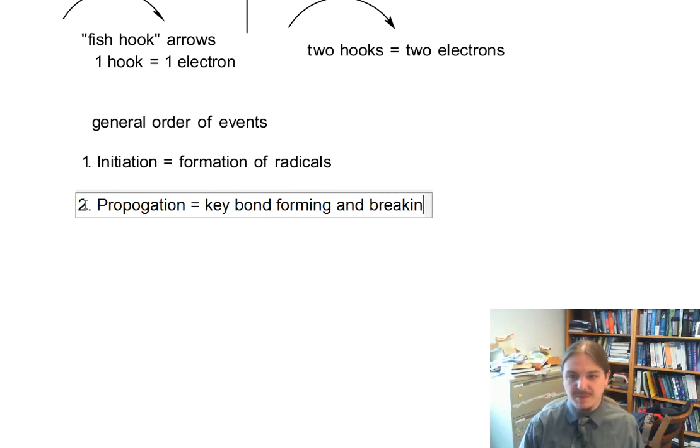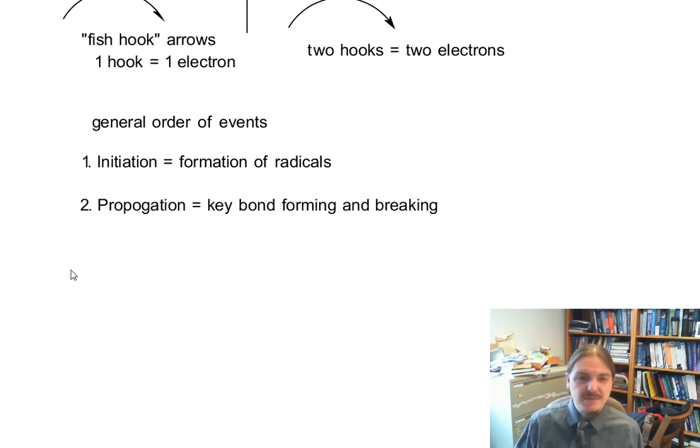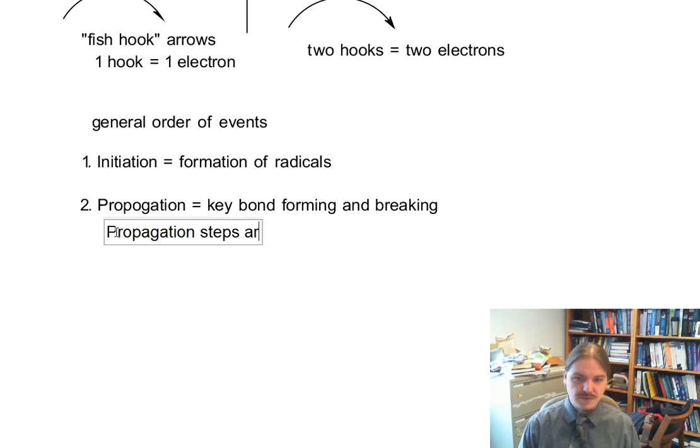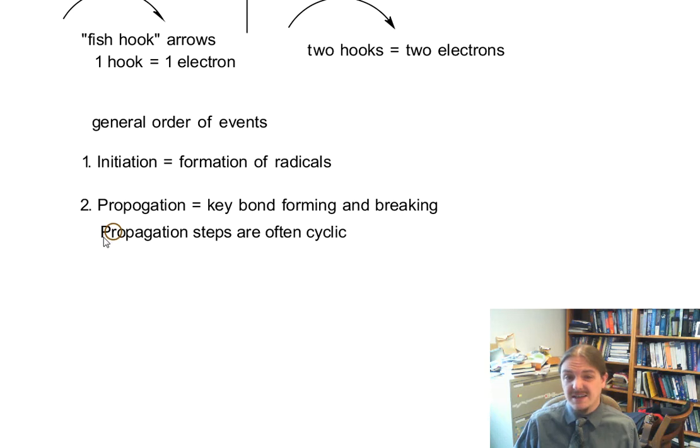Second is called propagation. The propagation steps are where the key bond forming and breaking happen. The number of radicals that are around tends to stay constant throughout the propagation steps. Propagation steps are often cyclic, so something that is generated in one propagation step is used in the next. And then if something is generated in the last propagation step, it can go back and be used in the first propagation step. Again, in an upcoming video, we'll do an example and you'll see how that works.